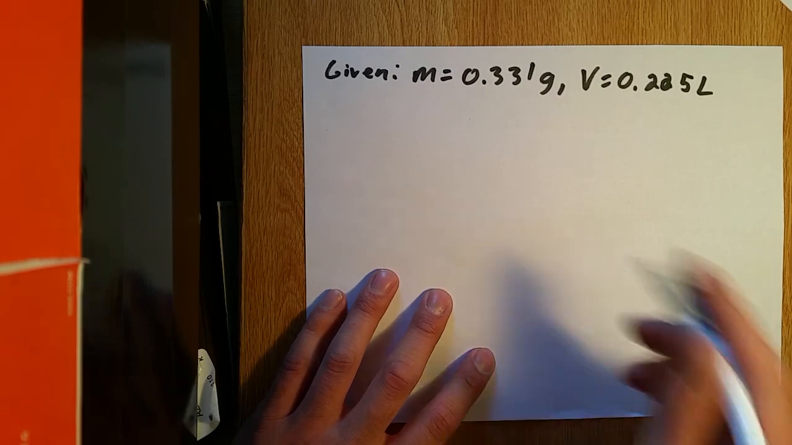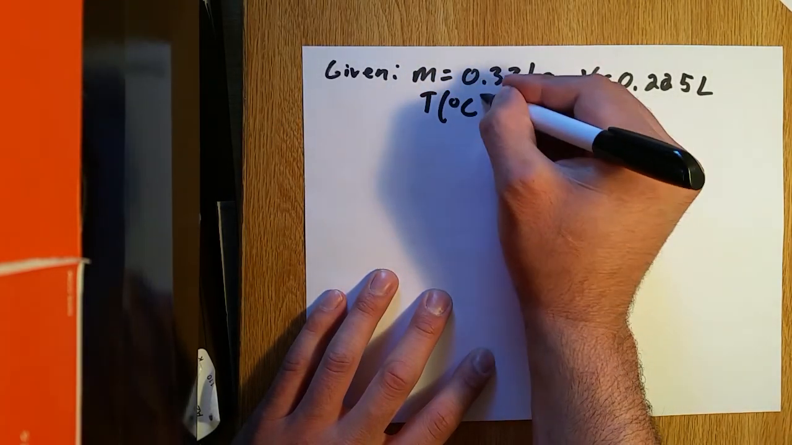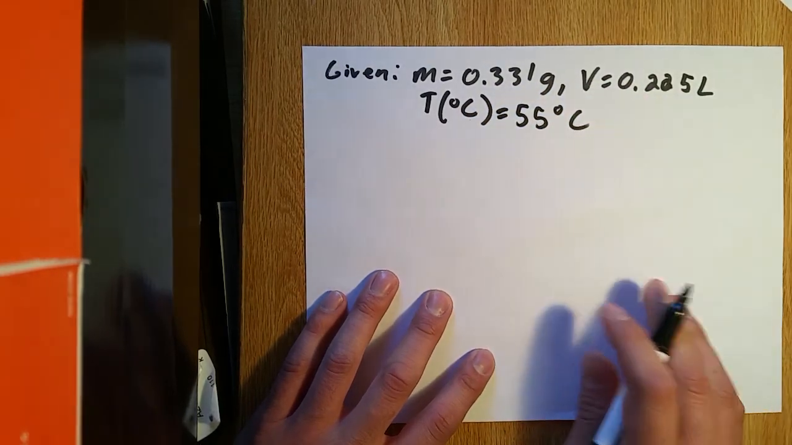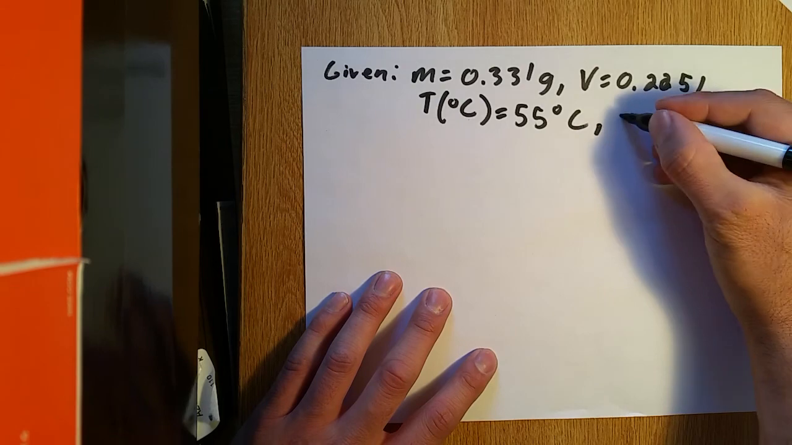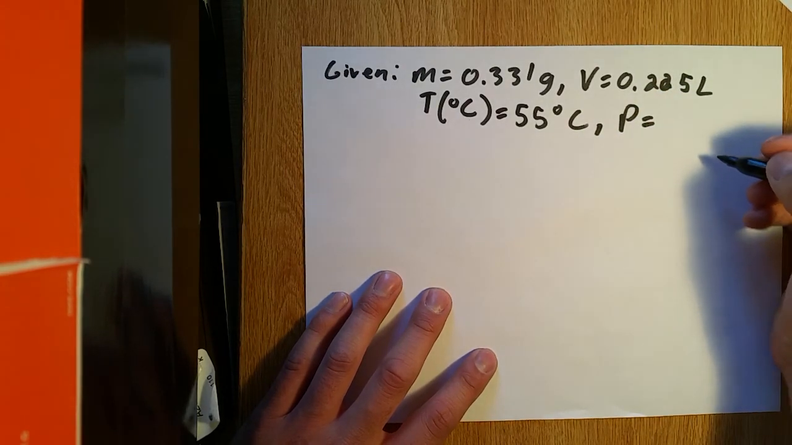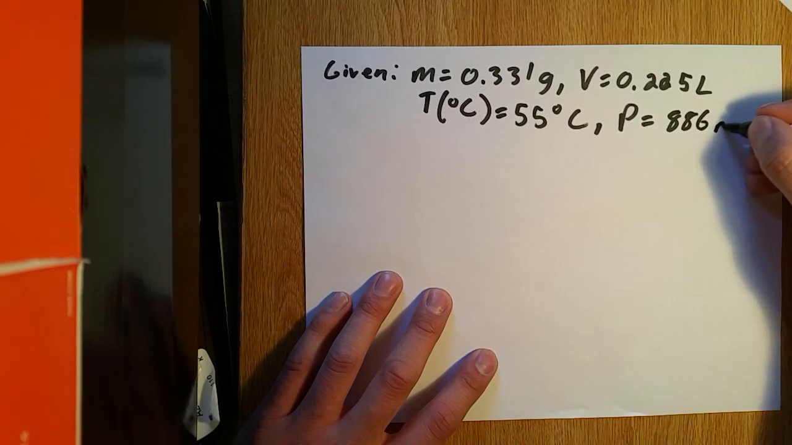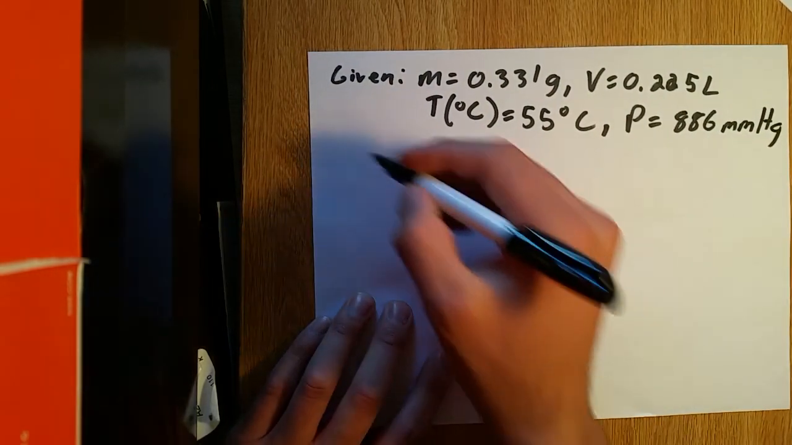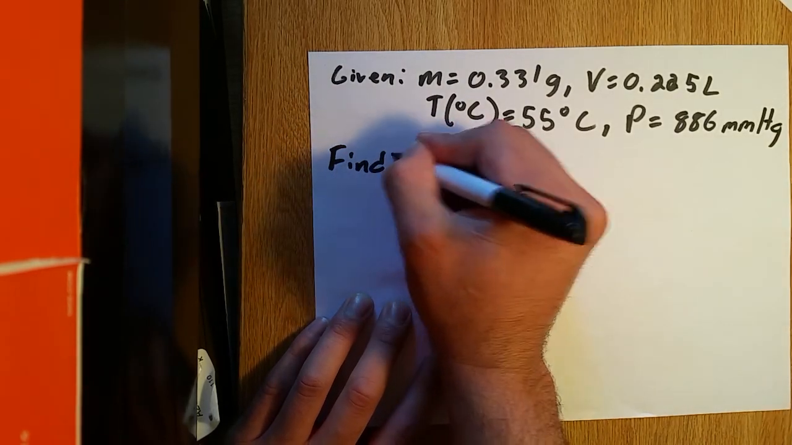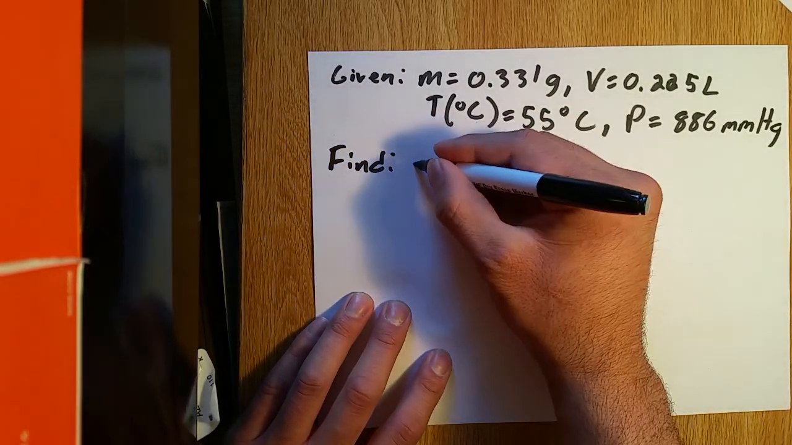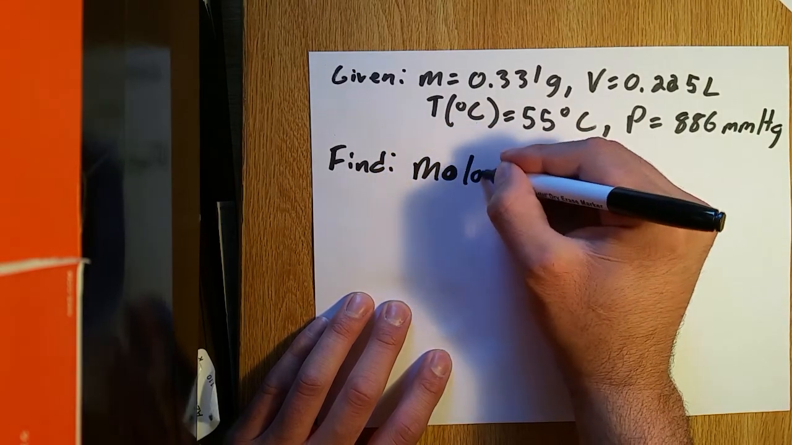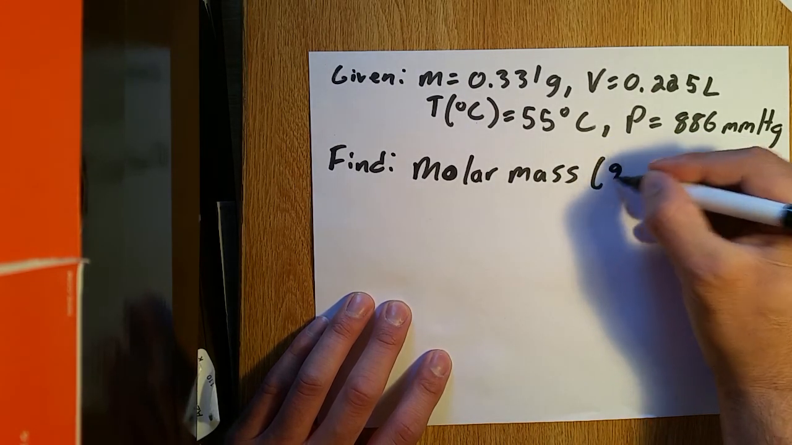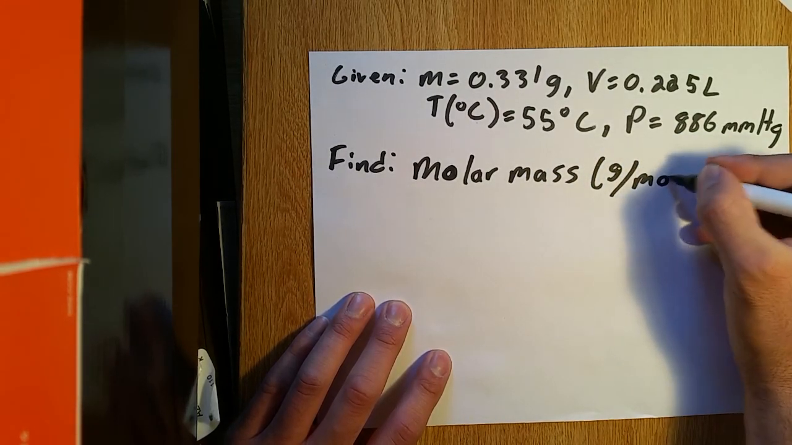The temperature given to you is 55 degrees Celsius. And your pressure is equal to 886 millimeters of mercury. And the problem is asking you to now find your molar mass, and if you don't remember, that is grams per mole.